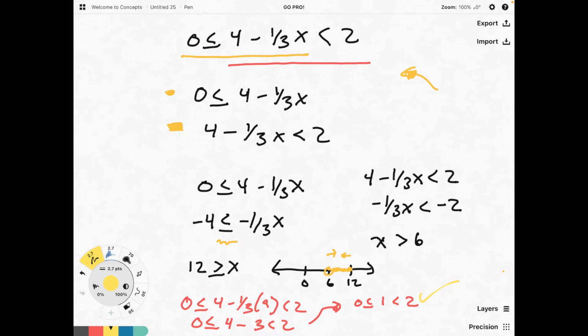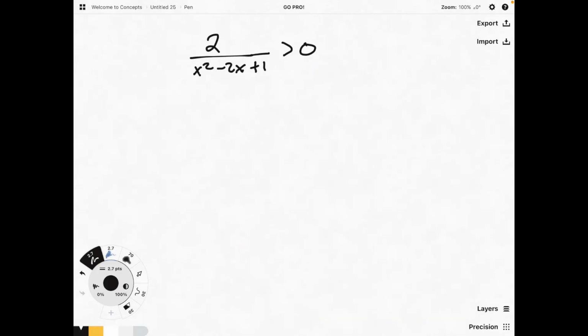Let's look at one more example. Okay, looking at our final example, we have 2 divided by the quantity x squared minus 2x plus 1, and that's greater than 0.